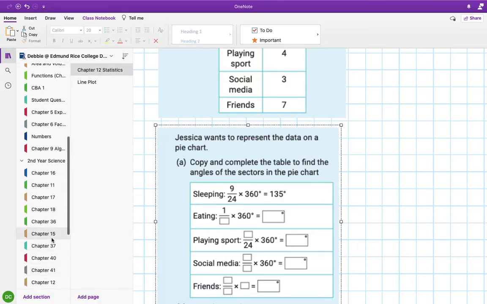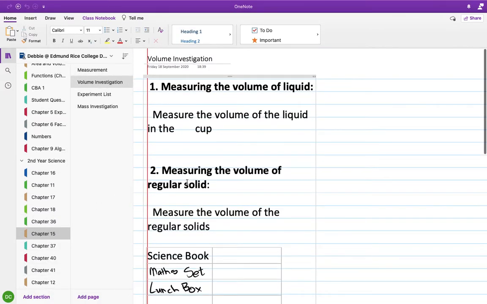Okay, so I just want to finish off the chapter here, so it shouldn't take too long. I just want to talk about the experiment. Most of you did a really, really good job on this, so you know what you're doing, which is great.